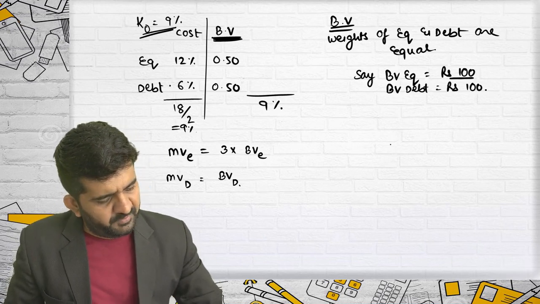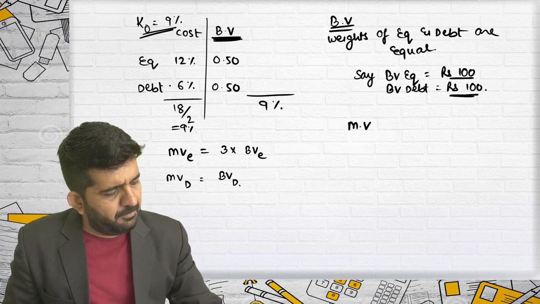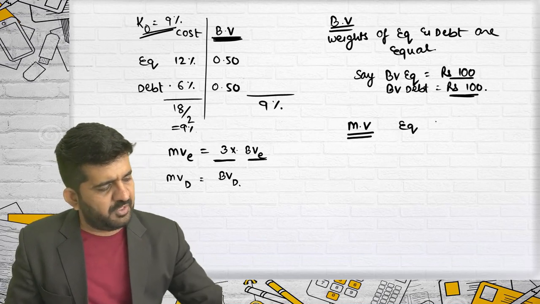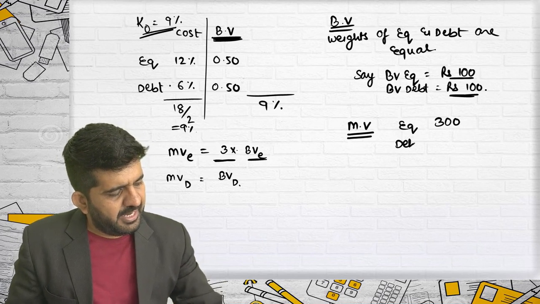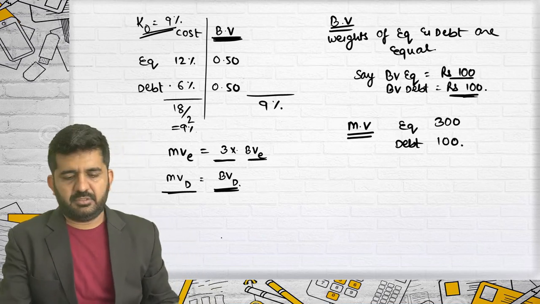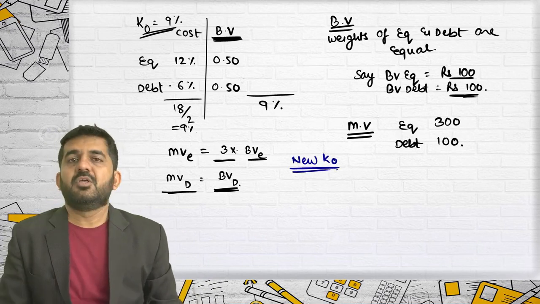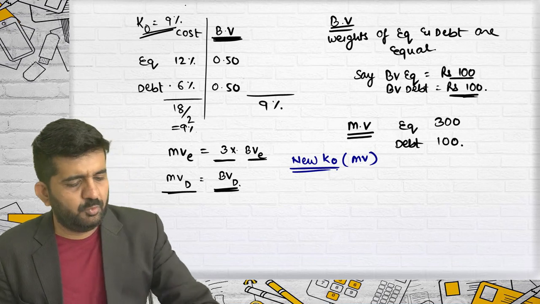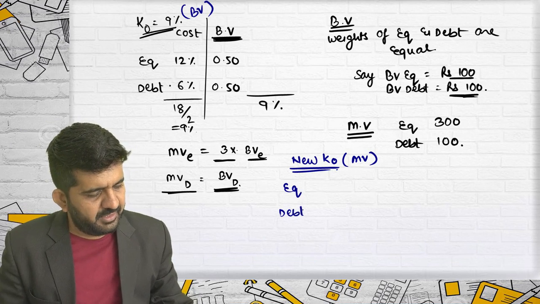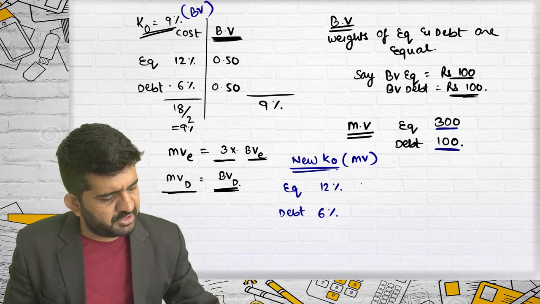If book value of equity is rupees 100, what will be market value of equity? Market value of equity is book value of equity into 3, that is 300. And market value of debt remains same as book value, that is 100. I am finding out a new Ko based upon market value. This was based upon book value. I want based upon market value. Equity, debt, 12%, 6%. The weight which should be used is 3 and 1.